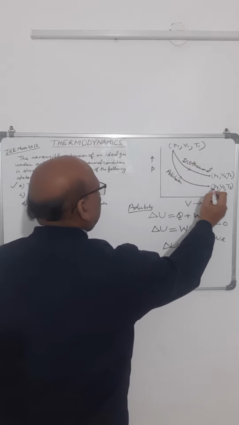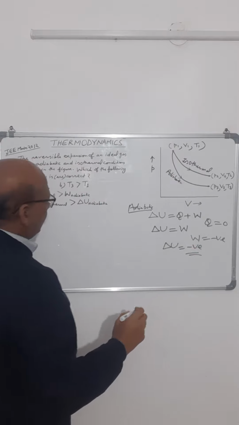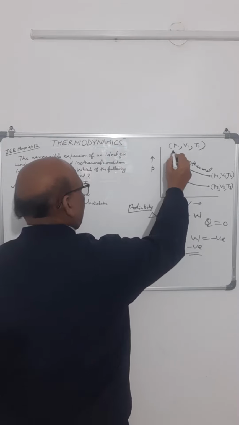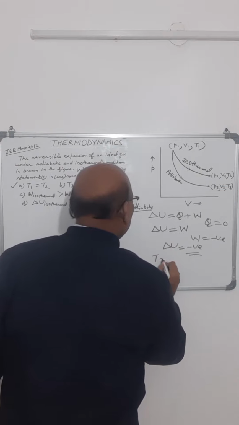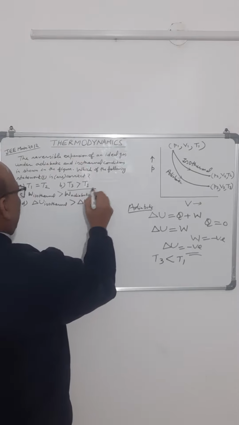That means T3 will be less than T1, because internal energy of the ideal gas depends on temperature only. So if internal energy comes down from 1 to 3, then temperature will also come down. That means our T3 will be less than T1. So this statement is not correct.